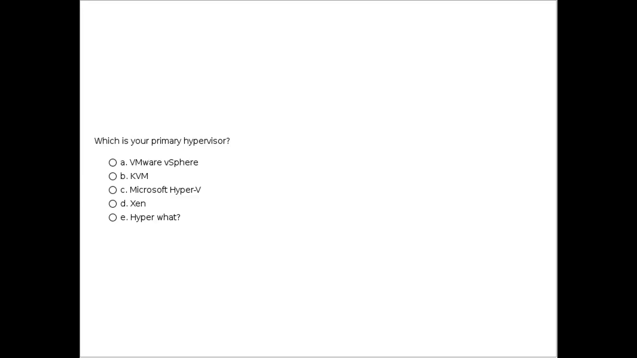Which do you identify as your primary hypervisor? And we're leaving that one pretty wide open. It can include test dev environments. It can include production environments. Most likely you have more than one of these that you're currently using in production. But if you had to pick one of these 5 and say which is your primary hypervisor, which one would you pick? VMware vSphere, KVM, Microsoft Hyper-V, Xen, or you're 100% bare metal and you don't know what a hypervisor is, which is also a perfectly acceptable response.